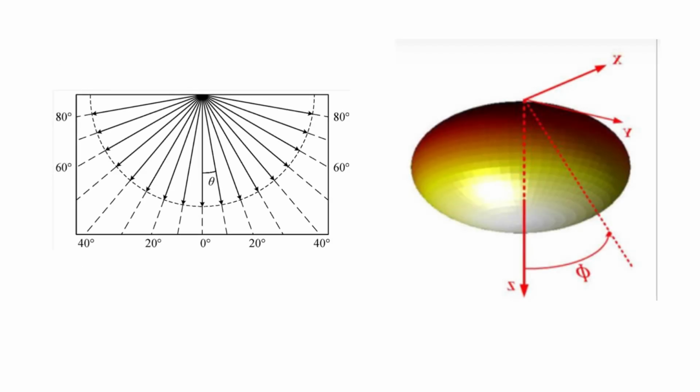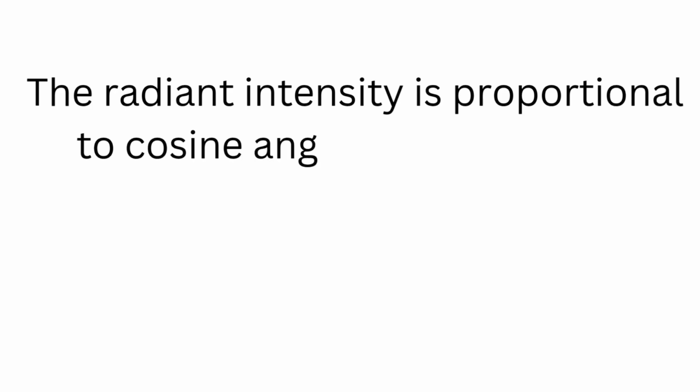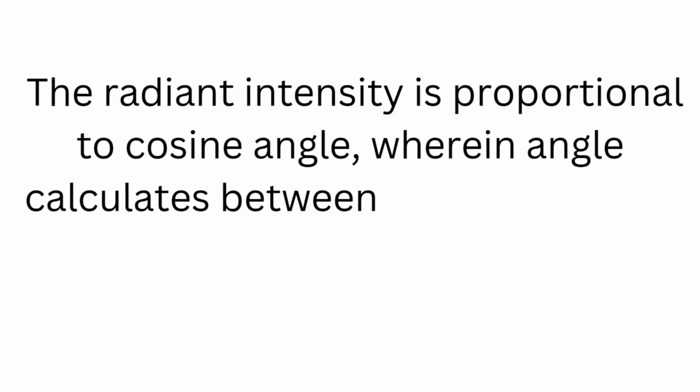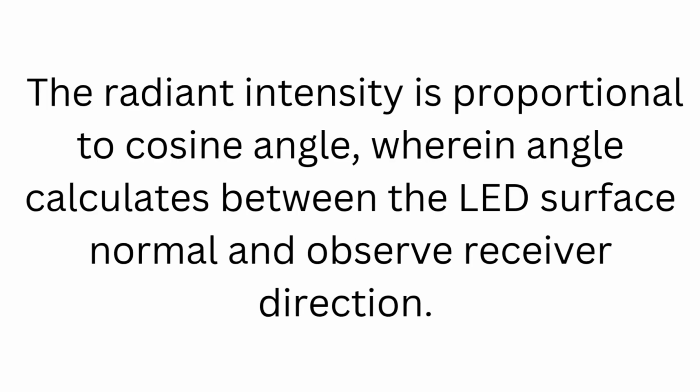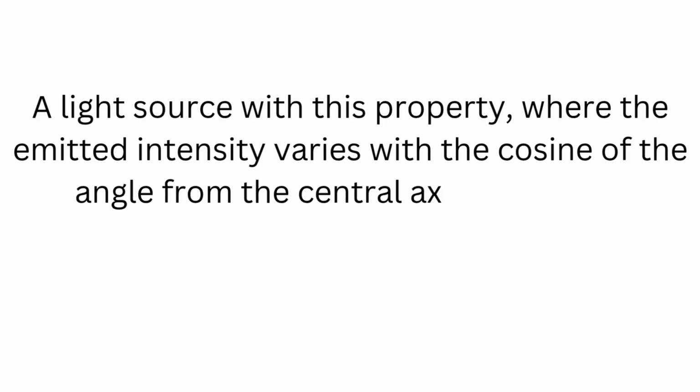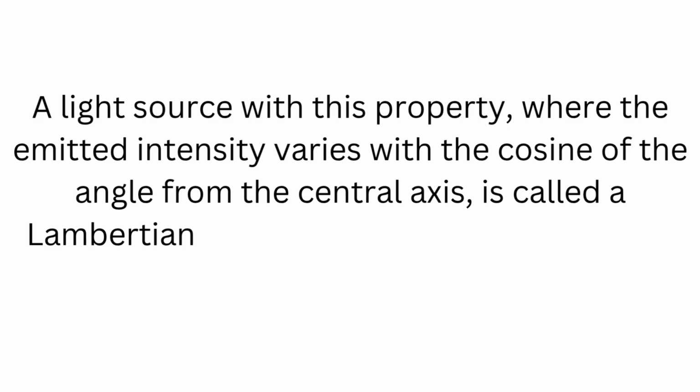So, the intensity of light, in our case LED light, follows Lambert's cosine law, meaning the radiant intensity is proportional to the cosine of the angle, wherein the angle is calculated between the LED surface normal and the observed receiver direction. A light source with this property, where the emitted intensity varies with the cosine of the angle from the central axis, is called a Lambertian emitter or Lambertian emission.